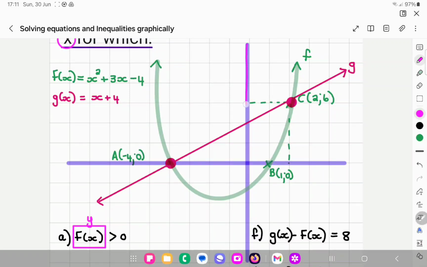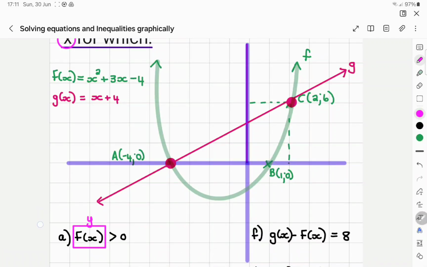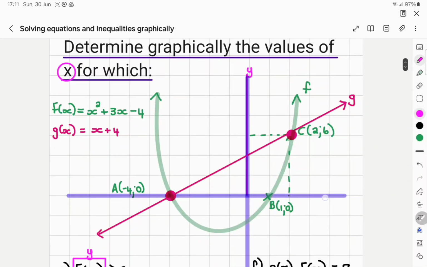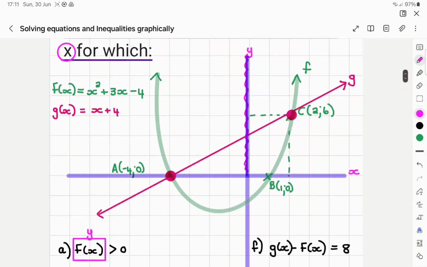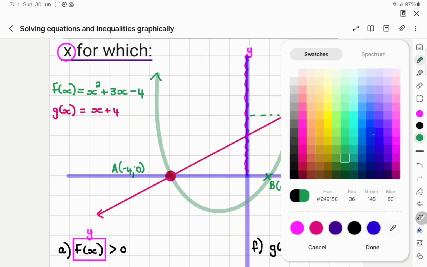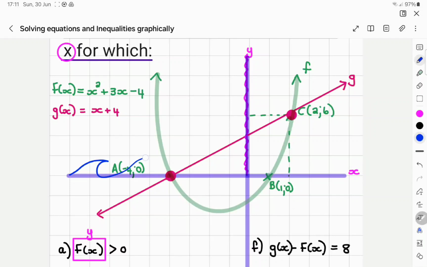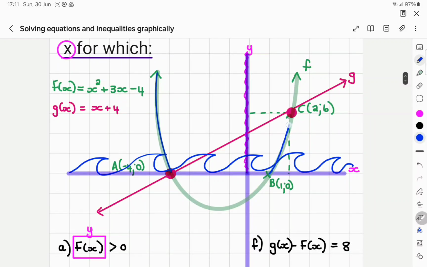So obviously, if you remember your axes, you've got your y-axis over here and your x-axis over there, and your positive y values are going to lie here at the top. So where is f of x bigger than 0? I always say to the kids, it's like having a sea level. So if this is your ocean, where is it above? Where is it bigger than 0? Where is it sticking out above the ocean line? And can you see that it's this part as well as this part that is bigger than 0?